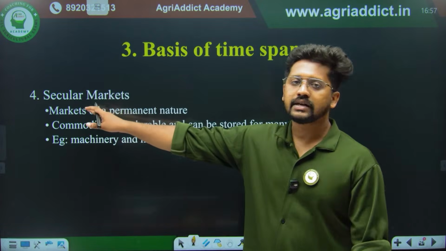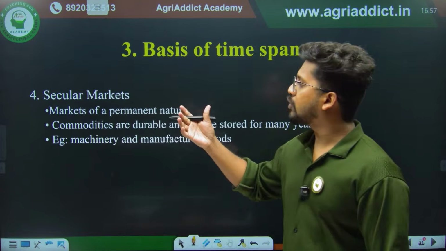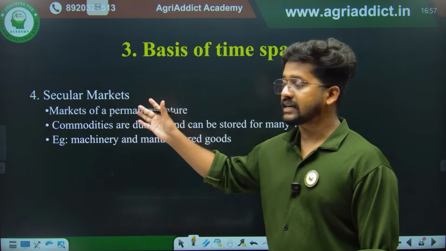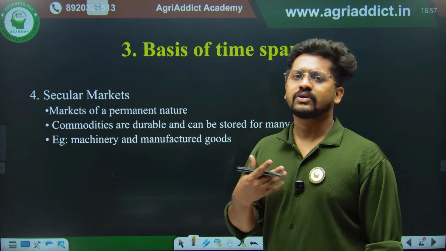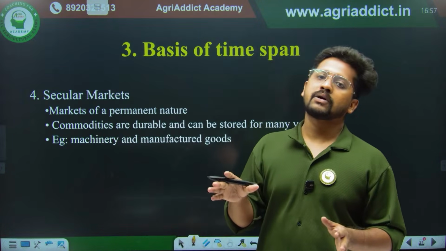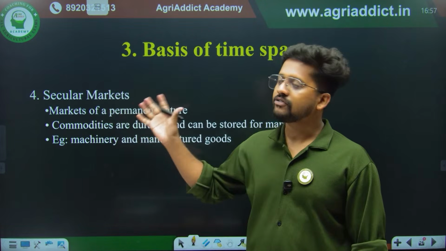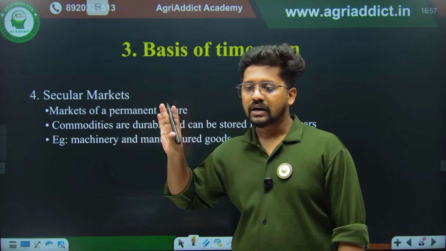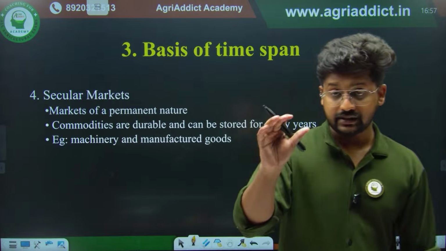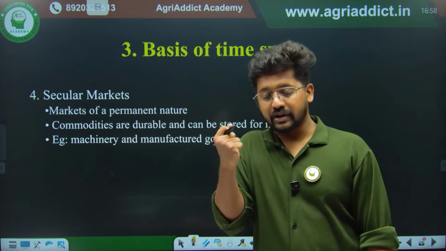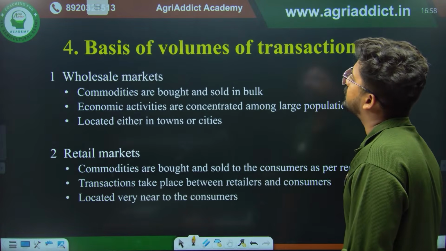Secular market, as the name suggests, is of permanent nature, right? So commodities which are durable will be transacted here, like machineries and manufactured goods, because they are not that perishable. So therefore always the demand and supply will be there in the economy. So secular market is of permanent nature. So this is for the durable commodities. Yes, regional market, for regional market we are seeing the food grain market as an example. So these are the major classifications based on the different time spans.